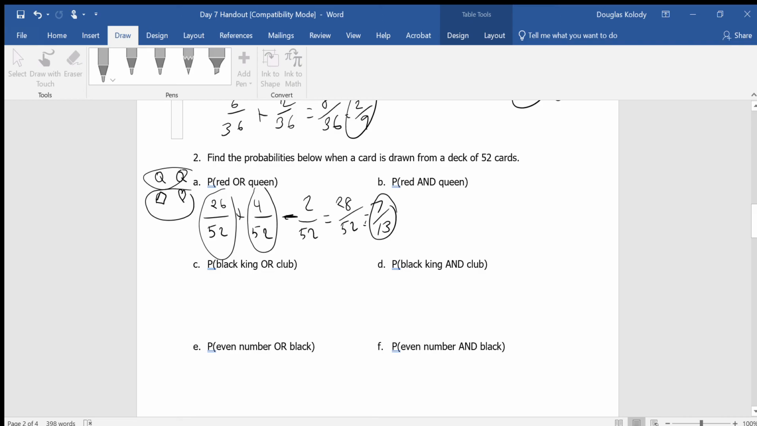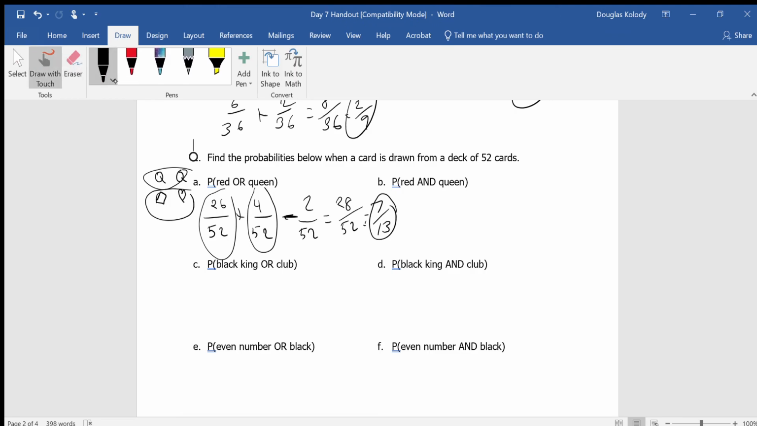What's the chances that a card is a red and a queen? Well, how many red queens are there? We just found that out. Those are these 2 out of 52 right here. Those are these 2 red queens right here. So my answer for part B is just the 2 out of 52 that they share together, 1 out of 26.